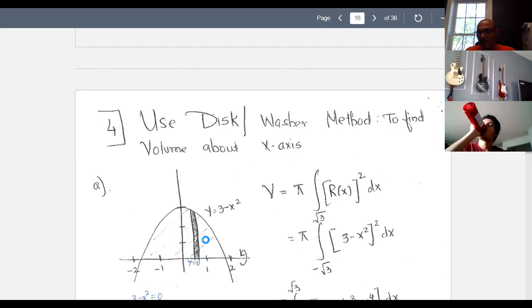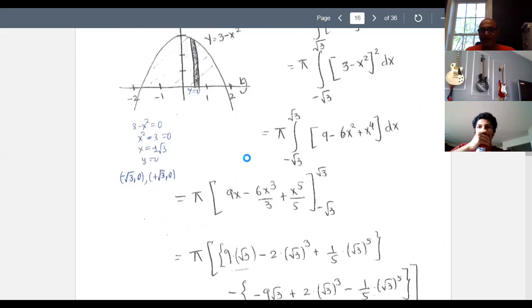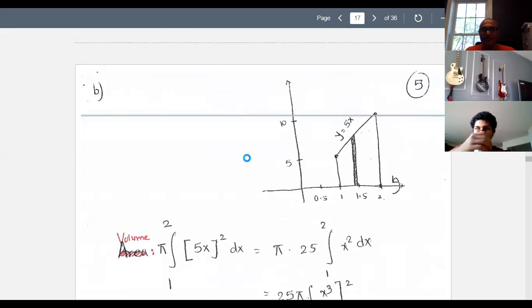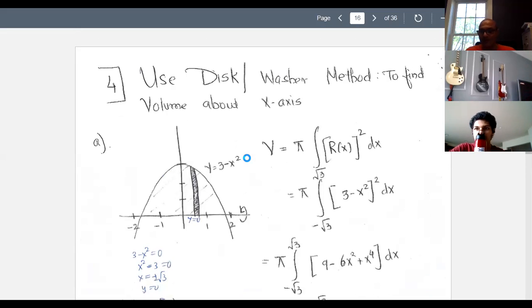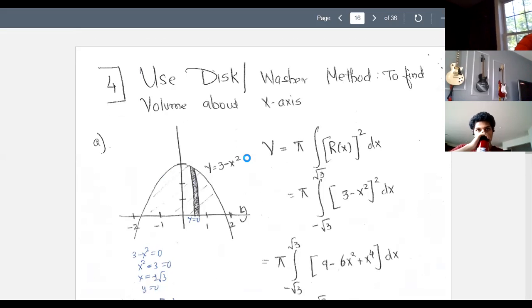Right now, I would just like to focus on these two methods. I don't want to discuss the shell method right now. When the time comes, I will let you know. Once you understand this concept of disk and washer thoroughly, then afterwards we will proceed further to the shell method. Sounds good? Yes, sir. Good, thank you.